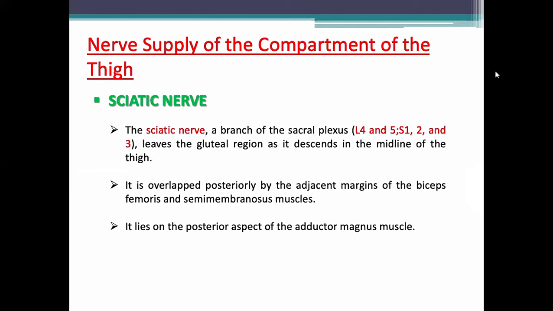The nerve supply of the posterior compartment of the thigh comes from the sciatic nerve. The sciatic nerve is a branch of the sacral plexus, L4 and L5, S1, S2, and S3. It leaves the gluteal region as it descends in the midline of the thigh. It is overlapped posteriorly by the adjacent margins of the biceps femoris and the semimembranosus muscle. It lies on the posterior aspect of the adductor magnus muscle.